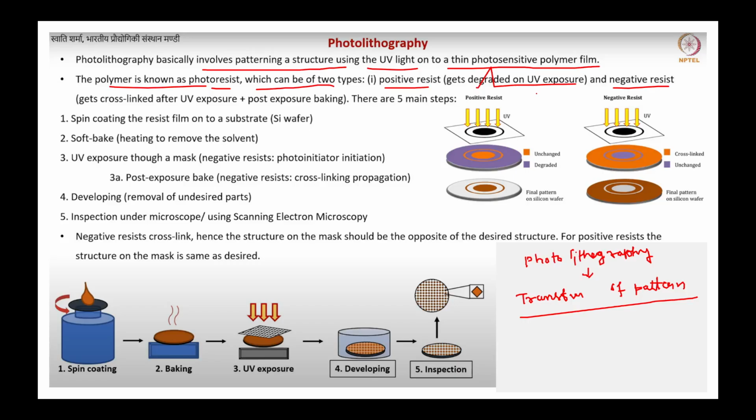But in the case of negative resist, it will be the opposite. Here, it will get cross-linked after UV exposure, and it won't get degraded. Okay, and you require some post-exposure baking also in the case of negative resist. So when you do UV exposure, it will get cross-linked, but in the case of positive resist, it will get degraded. So these are the two basic differences between the positive resist and the negative resist.